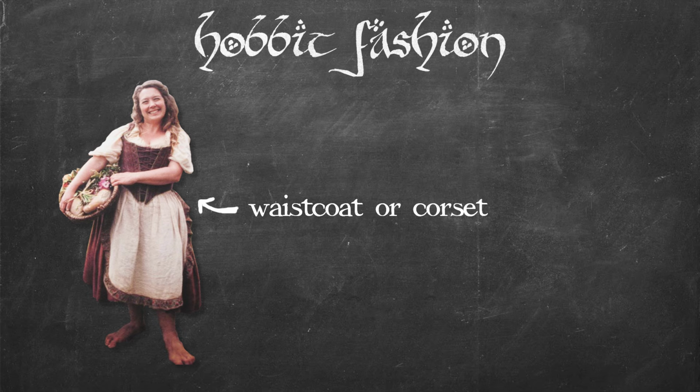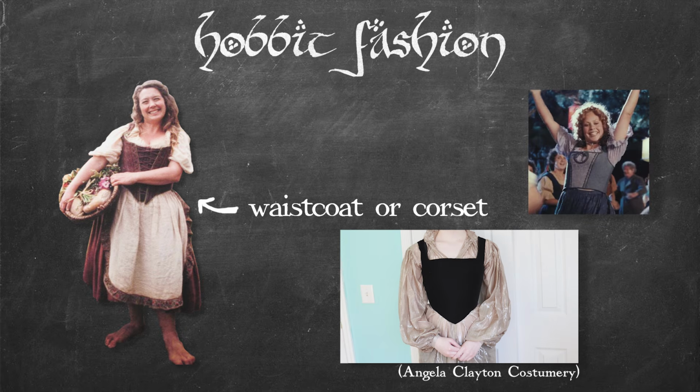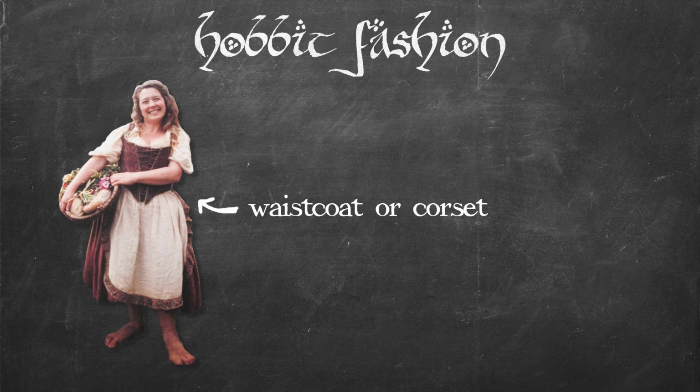Next is the waistcoat or corset. Now, some of the hobbits look like they're wearing this style where it laces in the front, but the others seem to be wearing a kirtle style where it's smooth in the front and then laces in the back, much like Rosie wears. Now, obviously, if you don't want to go out and buy a historical corset, there are some cheaper options that you can use.